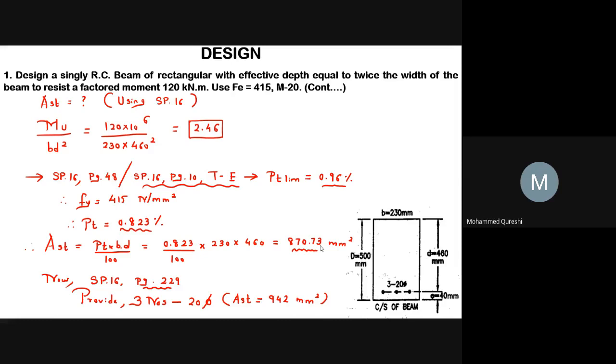Now, we know that the value of effective cover is 40. So, we had the value small d equals to 460, which is calculated earlier, and effective cover as 40. So your overall depth capital D equals to small d plus e, so 460 plus 40, which is equals to 500. Hence your overall depth is 500.